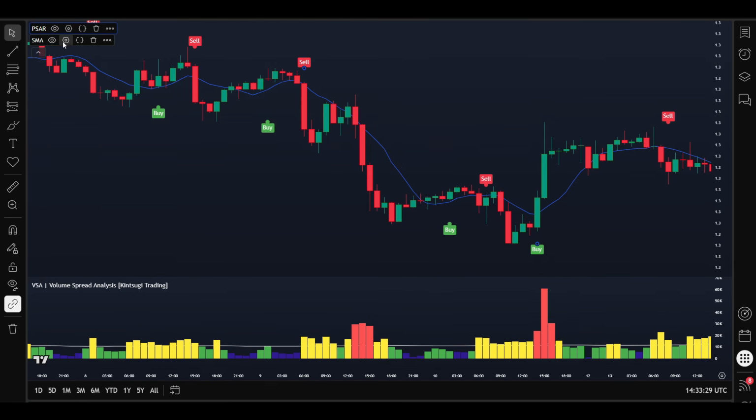Parabolic SAR is the entry switch. Buy label for longs, sell label for shorts. Trade the plan, not the impulse, and let consistency over 50 to 100 trades reveal the edge.